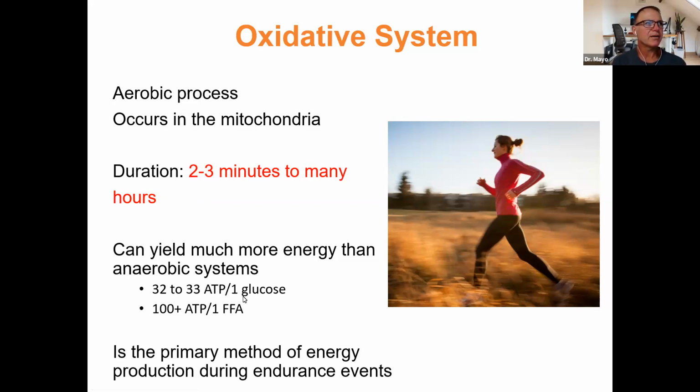But here's the kicker: you're also going to be able to use fat. And with one fat molecule, let's say it's just your run-of-the-mill 16-carbon fatty acid, you're able to produce over 100 ATP. So my point is, you're able aerobically to produce so much more energy, not just because you're able to break down this glucose all the way to CO2, but you're also able to break down fat. And it's a primary method of energy production during any of these endurance events.